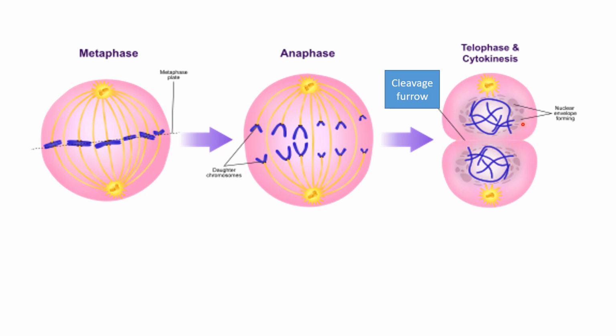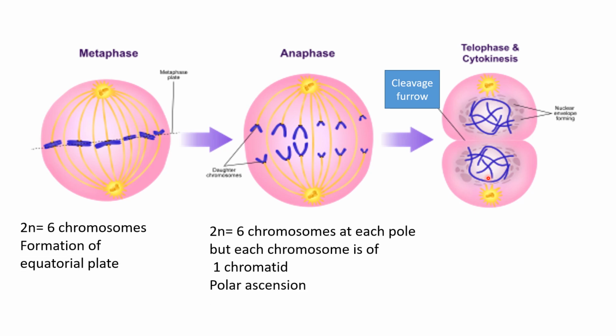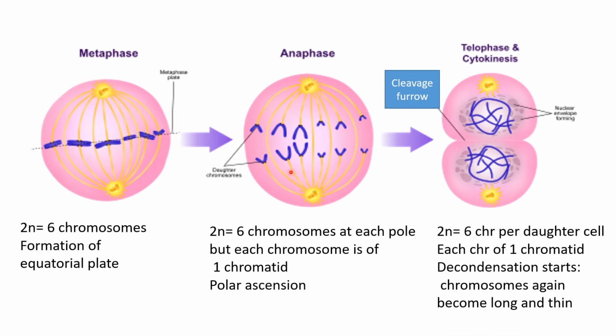You see clearly the nuclear membrane forms in every cell, of course, after cytokinesis or cleavage furrow, which is the constriction of the cell into 2 daughter cells. And in every nucleus, we have again 2n equals 6 chromosomes, but this time chromosomes are long and thin. So every cell of these cells has always 2n equals 6 chromosomes. As you see, the number of chromosomes is conserved during mitosis.